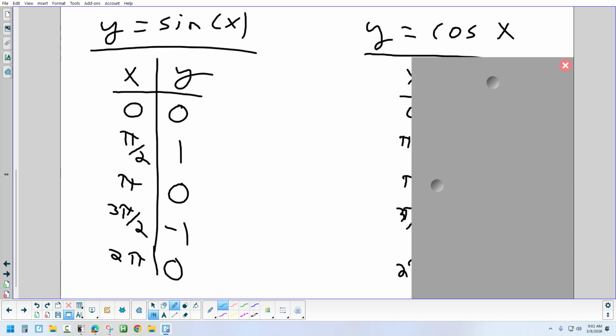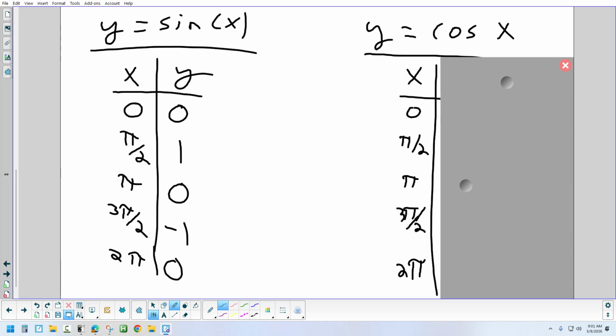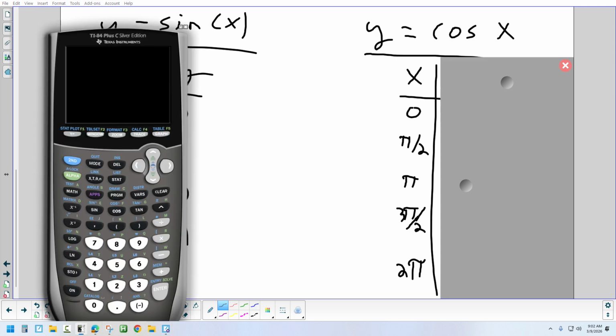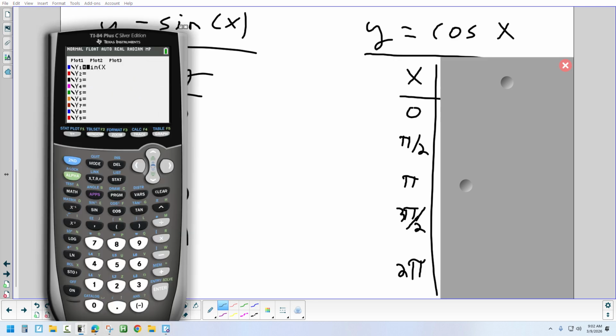Cosine is going to have the same x values. We don't want to mess that up. It's very important that when we're graphing, we always have x values that are equally spaced. And these are 0, 90, 180, 270, 360. But the y values are a little bit different with cosine. Let's put the graph of cosine.